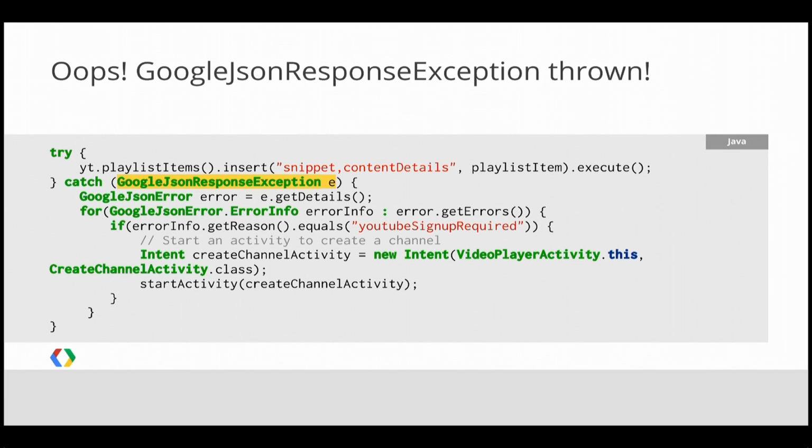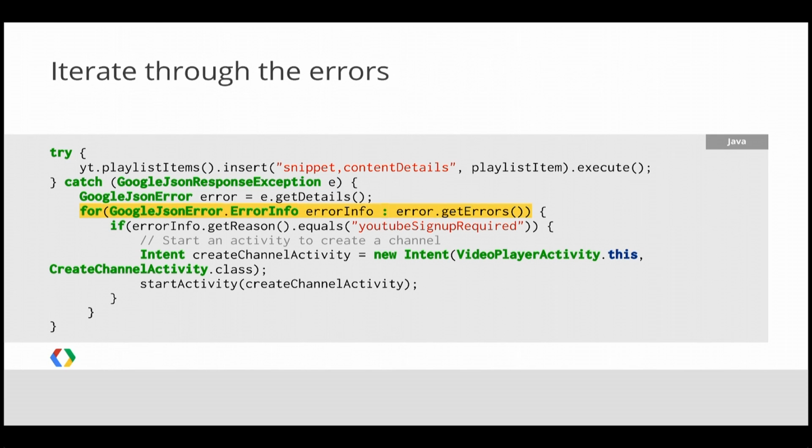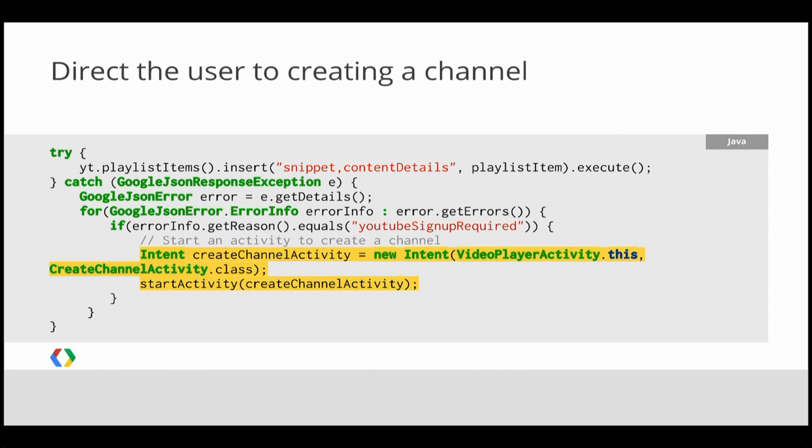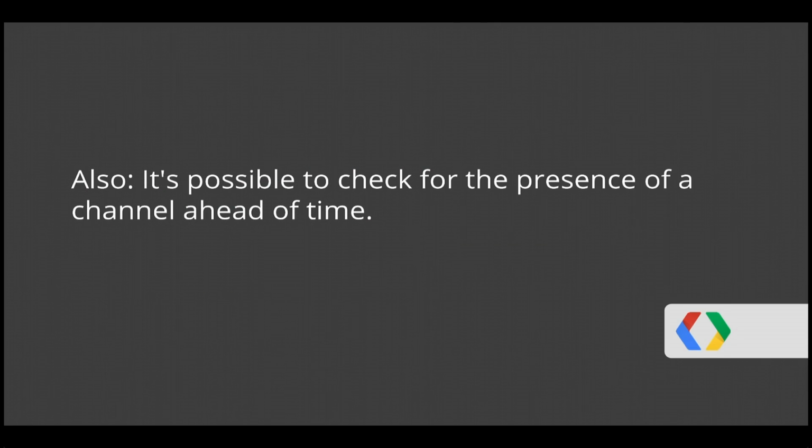We catch this exception, and let's fetch the details about the errors. So this could have some number of errors greater than 0. We iterate through this. It's a list of errors, and we get the reason. getReason is the method, and we just check to see if the reason is YouTube sign-up required. And if this is the reason why we can't make this API call, we can recover from this, right? If we have an activity for creating a channel, we just fire off the activity and we're ready to go. That's the lazy way of checking.